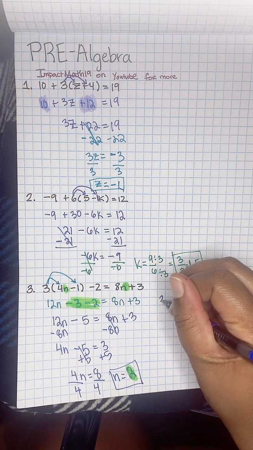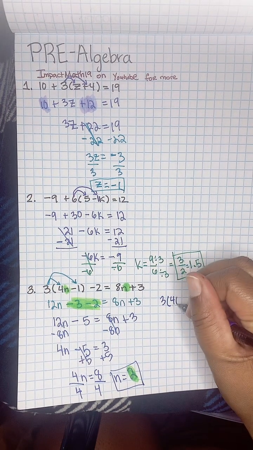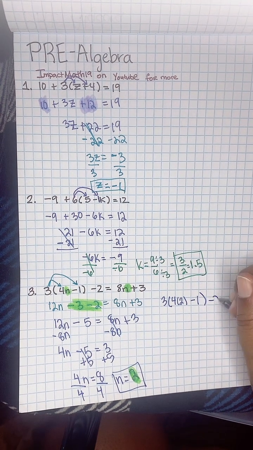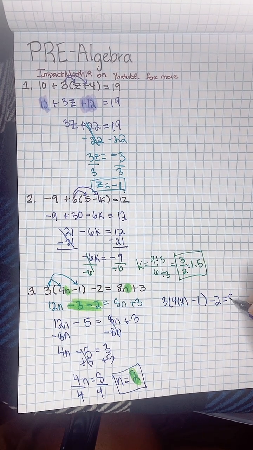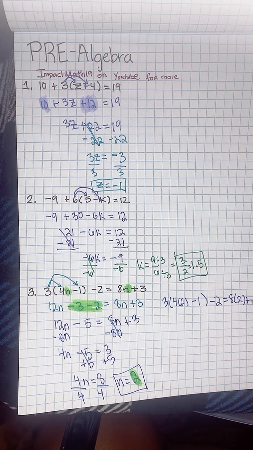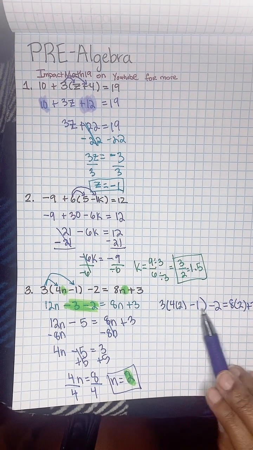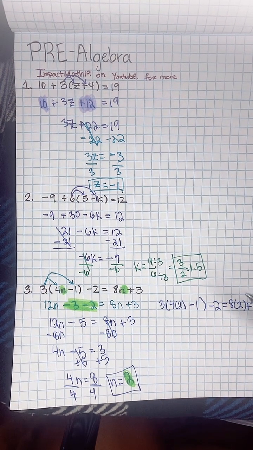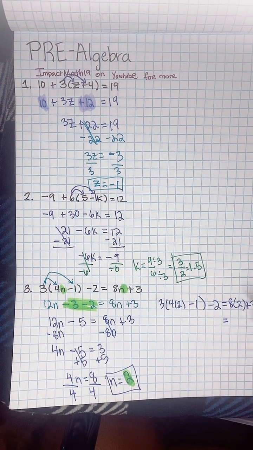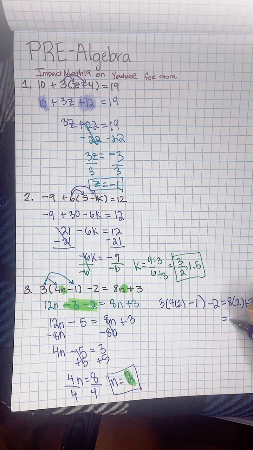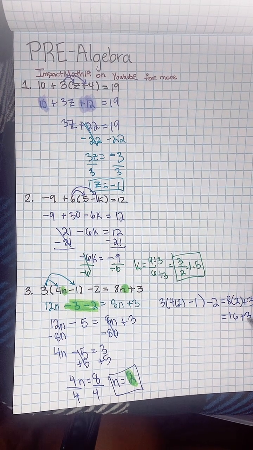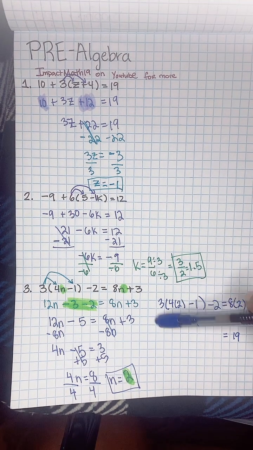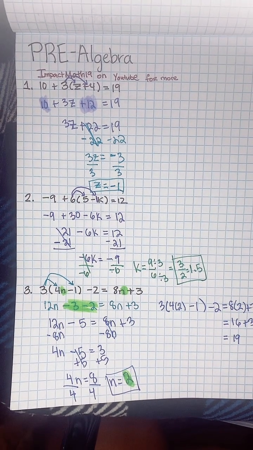So you would write 3 times 4 times 2 minus 1 minus 2 equals 8 times 2 plus 3. You will put this all in the calculator, get a number, and you will put this in the calculator and get a number. If they come out the same, so 8 times 2 is 16 plus 3, and we would get 19 on this side. We're hoping that this side comes out 19 as well.